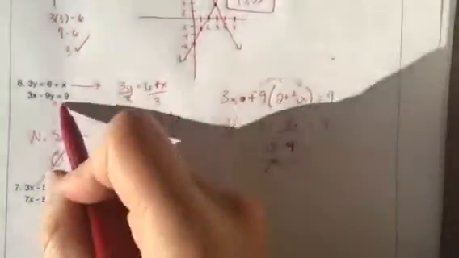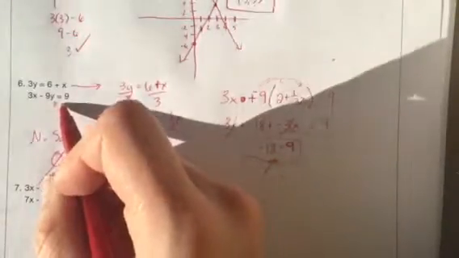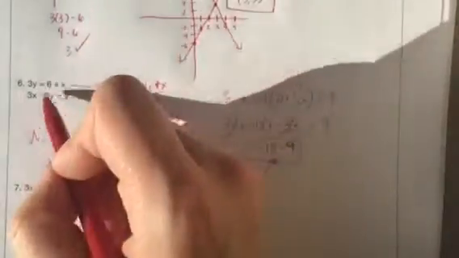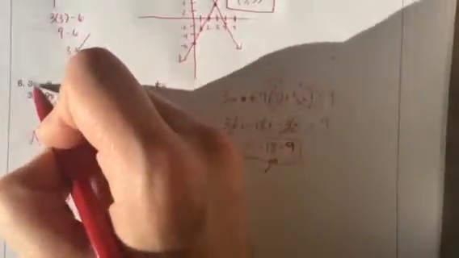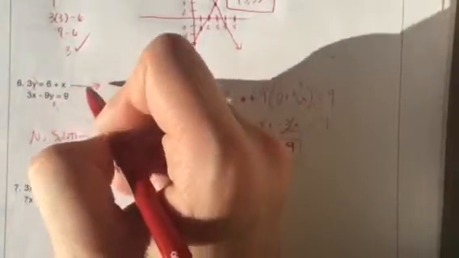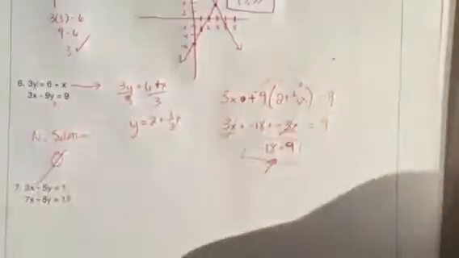Now, if we had graphed it, we would have seen parallel lines. So if you wanted to check yourself and make sure that this is a parallel line situation, you could get your y's by itself. And what you would expect to find is the same slope, but different y-intercepts. And that is in fact true if you go ahead and check.